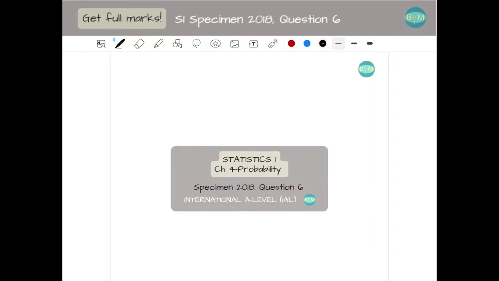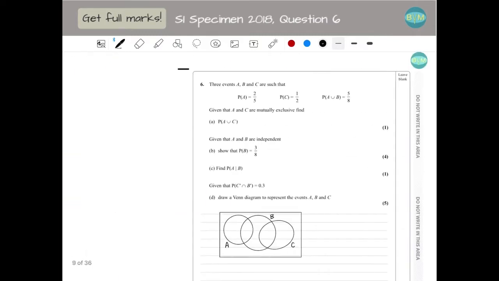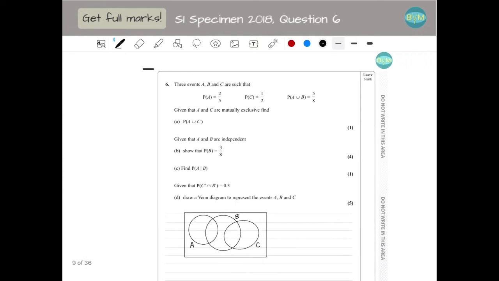Hello, this is question 6 on your specimen 2018. It's a probability question with Venn diagrams, and I'm going to show you how to get full marks on it. So you have three events, A, B, and C.